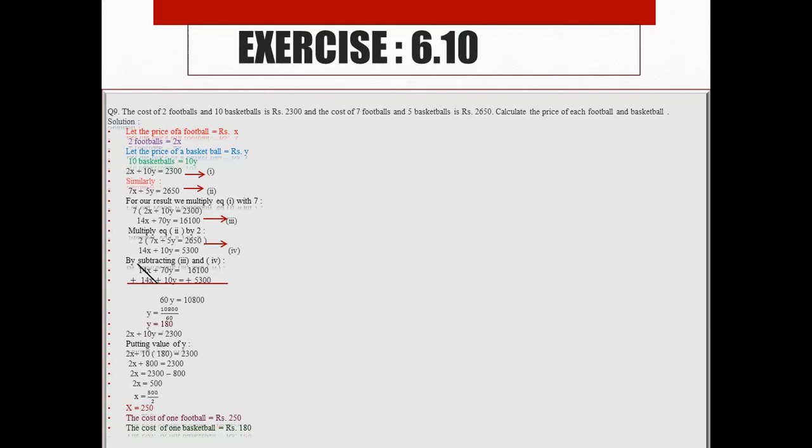Now again you put the value of y in any equation, 1 or 2, it's up to you. I put the value of y in equation 1. 2x plus 10 into 180 is equal to 2300. After calculating, we get the value of x, which is 250. So the cost of one football is rupees 250 and the cost of one basketball is rupees 180.